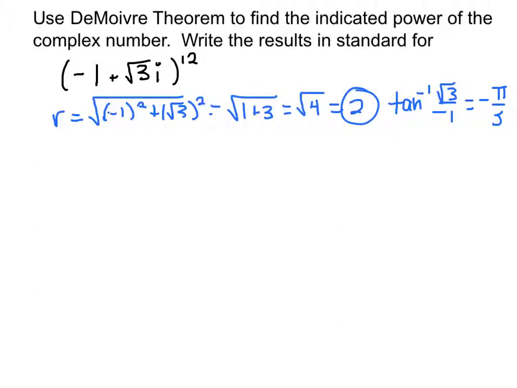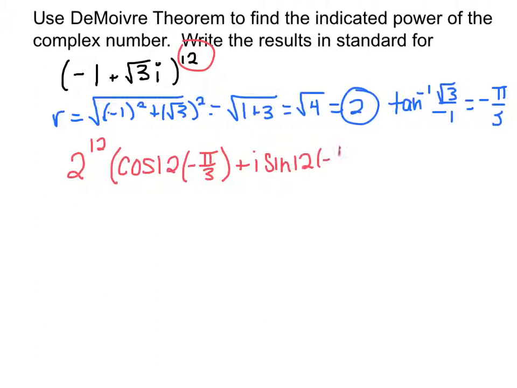So we're going to go ahead and set this up now. We have 2, which is the radius, raised to the n, which is the 12th power, times cosine of 12 times negative pi thirds, plus i sine of 12 times negative pi thirds. So when we reduce this, I get the cosine of negative 4 pi plus i sine of negative 4 pi.